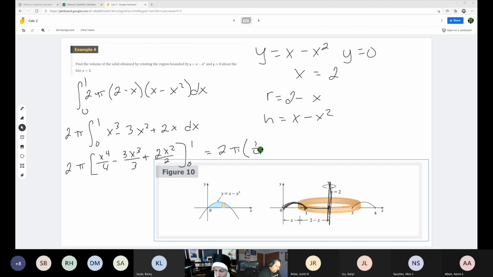So 1/4 minus 1 plus 1, which is just 1/4. So it's pi over 2. That ends up being my volume. They like pi over 2.